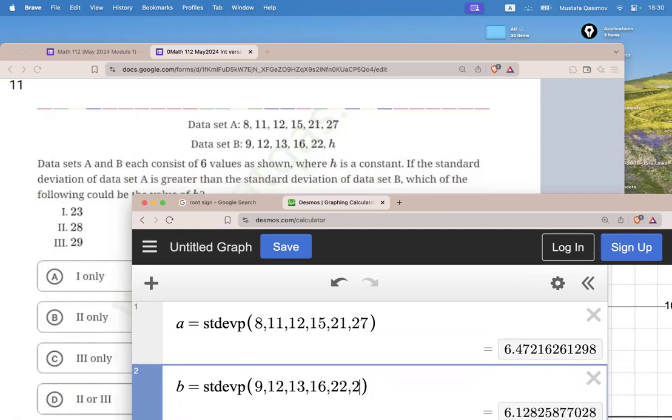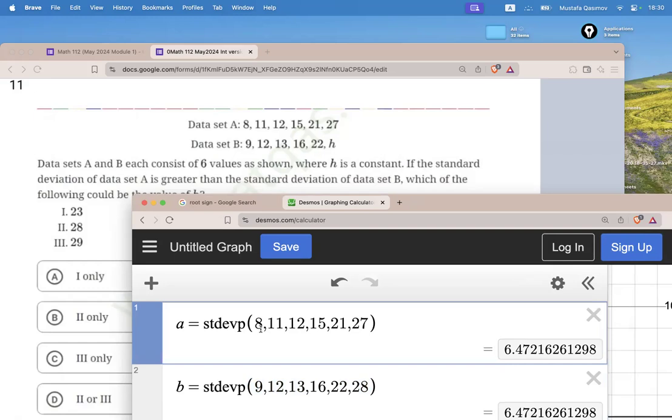When we write 28, they will be equal to each other. Why are they equal to each other? Because it's 8 plus 1, 9; 11 plus 1, 12; 15 plus 1, and so on. So when all numbers here, okay, let's say like that. The difference between every value of A and B, if this difference is equal to the same number, it means the standard deviations are equal to each other. When the difference is the same, the standard deviations are equal. So here the difference is 1 for every one of them. It means that the standard deviations are equal to each other.